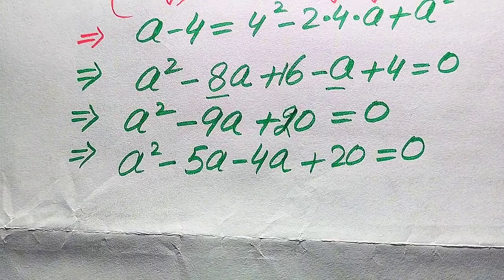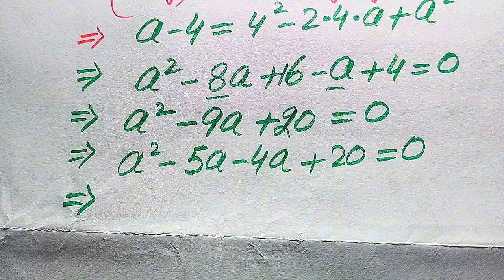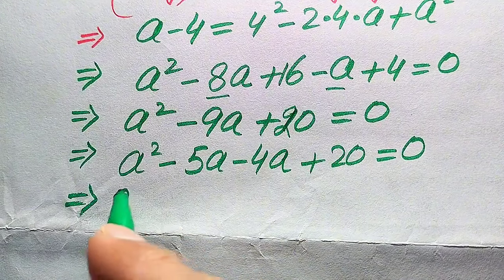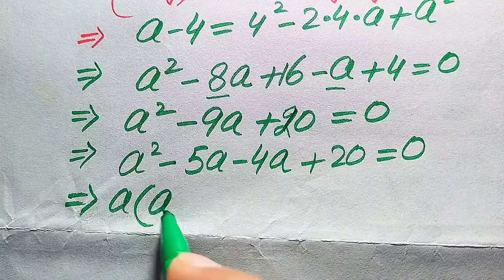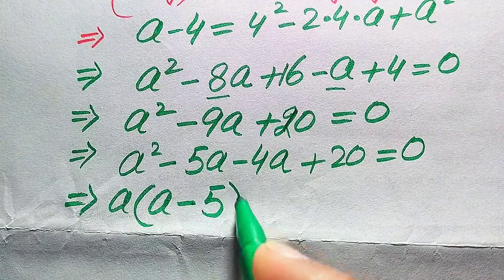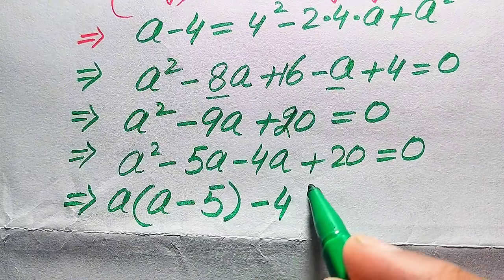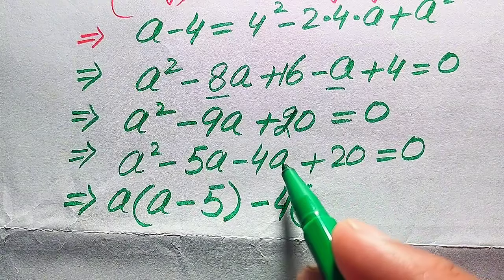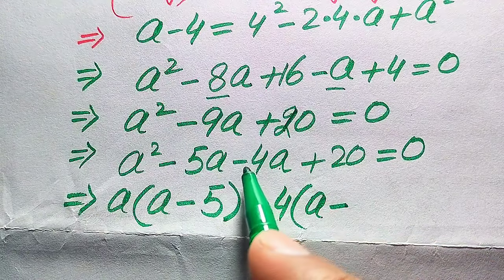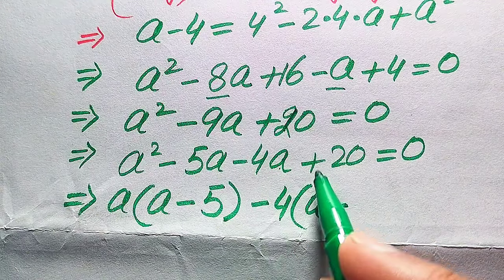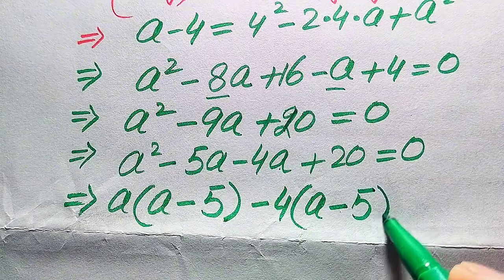And further in the next step you see that both of these two terms involve a, so we take common a from here and we get the remaining values: a minus 5. And from these two terms we take common minus 4 and we get the remaining values: a minus, after taking common this negative sign, this positive also becomes negative, and 4 times 5 becomes 20.